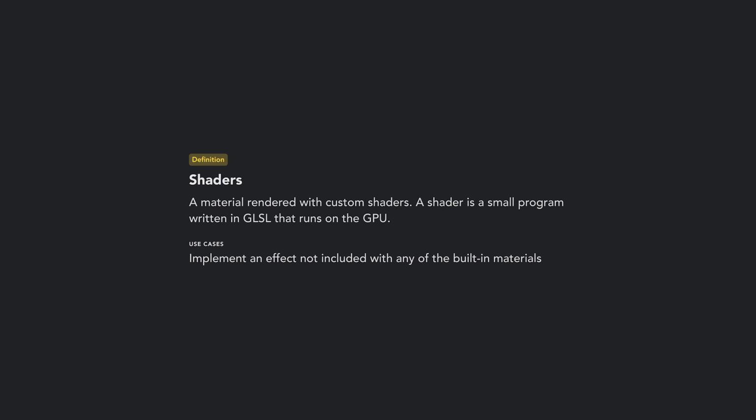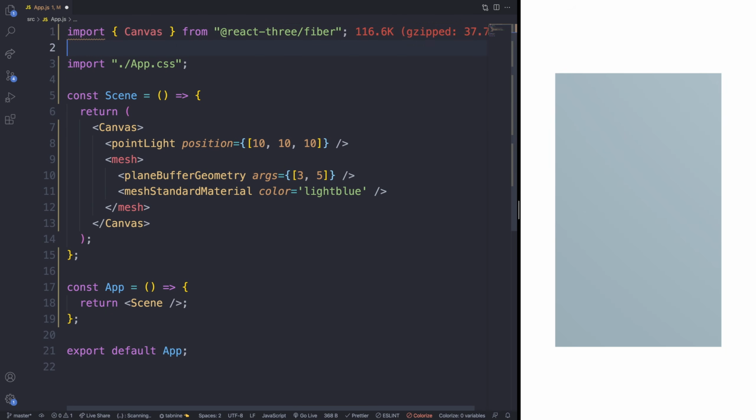Now, a shader is a small program written in the GLSL language that runs on the GPU. You may want to use custom shaders if you need to implement an effect that is not included with any of the built-in materials and have the ability to create very unique things. To use shaders in React Three Fiber, there are several ways to do so. We can just target the shader material from Three, but we did install this helper package called Drei, which has a shader material function that we can use to our advantage.